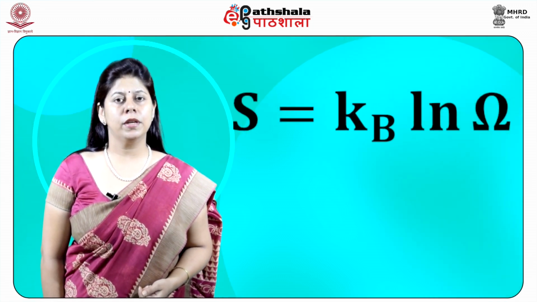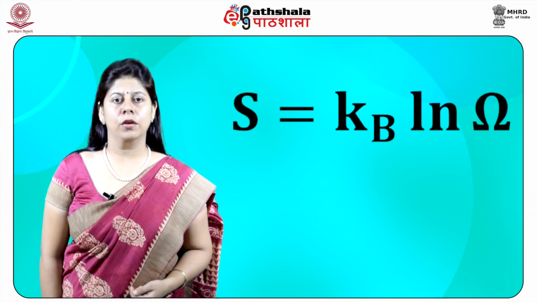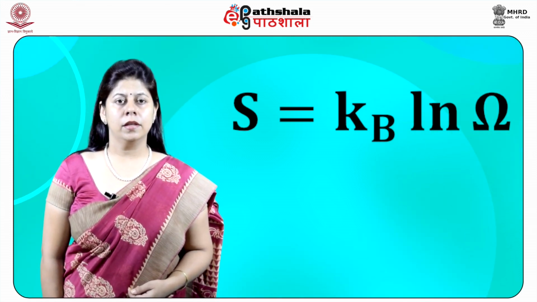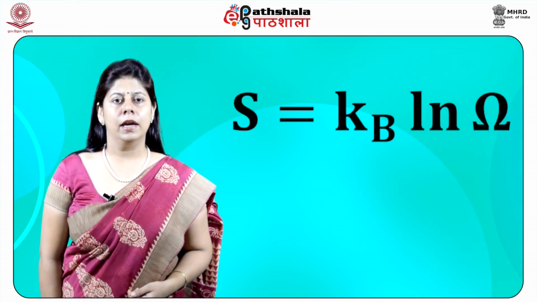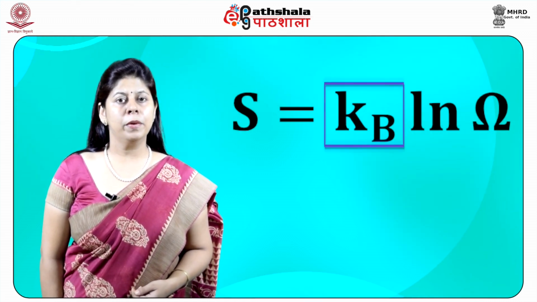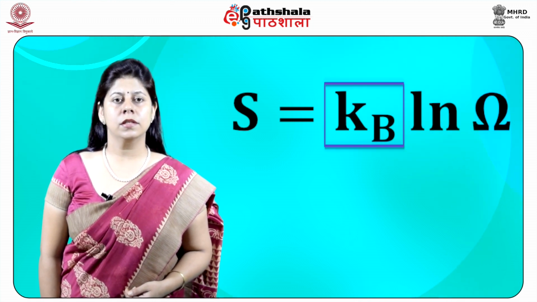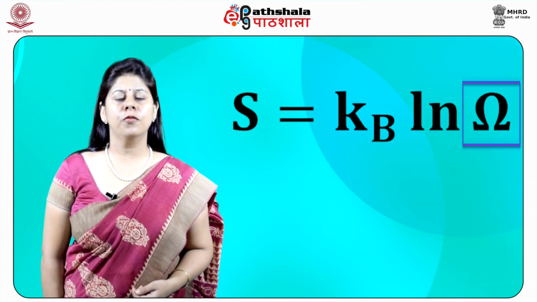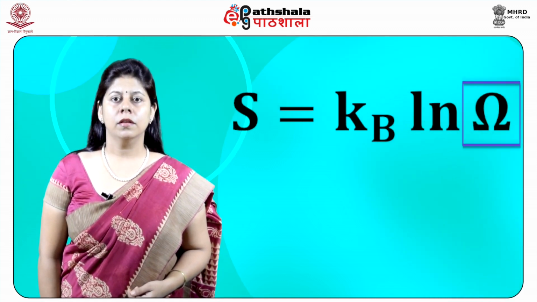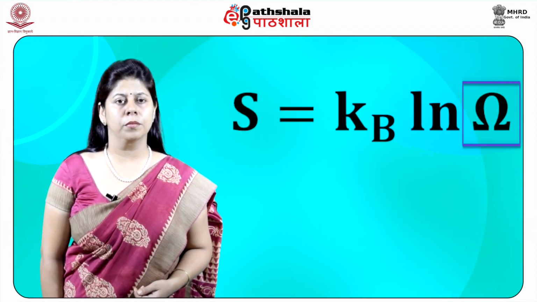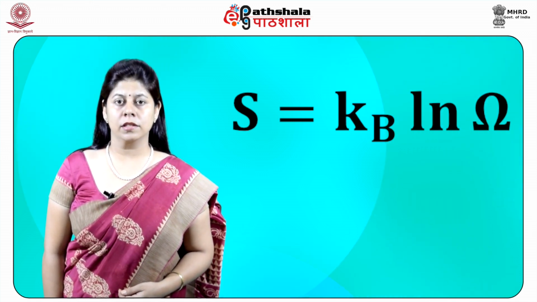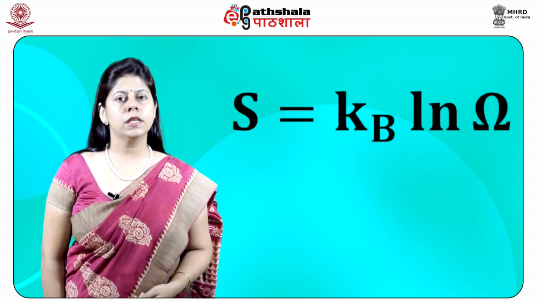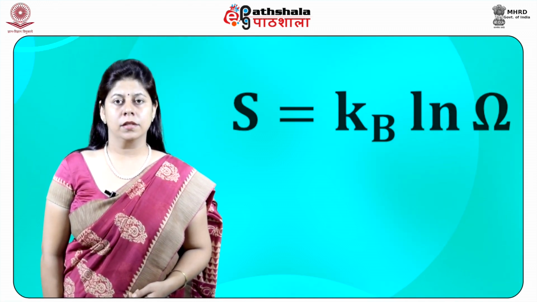The relation between entropy and the number of microstates possible for a system is given by S = Kb ln Ω, where Kb denotes the Boltzmann constant and Ω is the thermodynamic probability, which is the number of microstates corresponding to the given macrostate of the system. This equation is known as the Boltzmann entropy equation. It gives the quantitative definition of entropy as disorder.